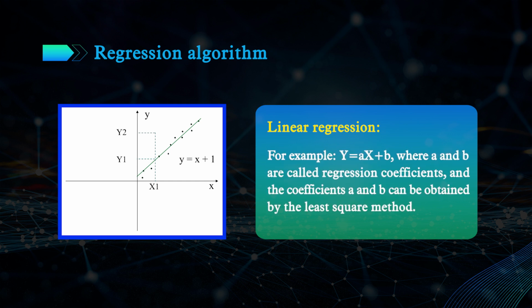For example, in the equation y = ax + b, where a and b are called regression coefficients. And the coefficients a and b can be obtained by the least square method.